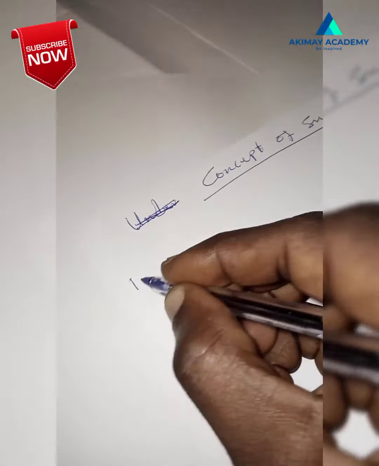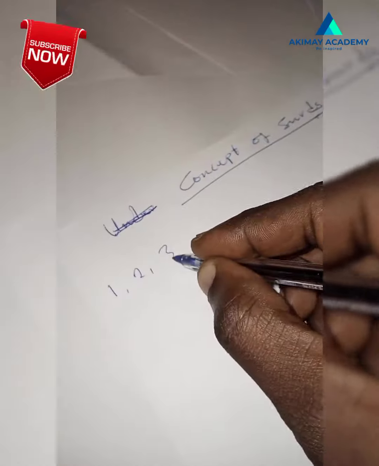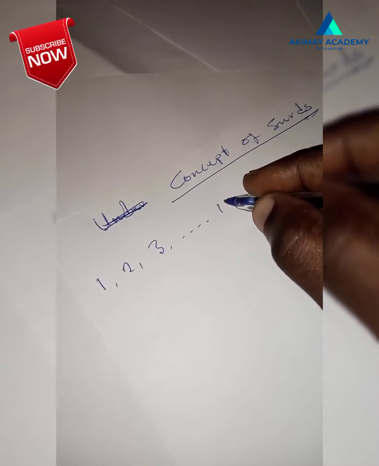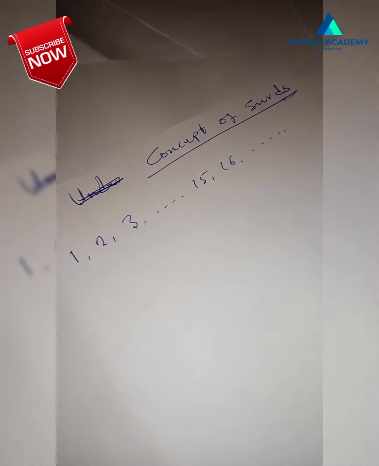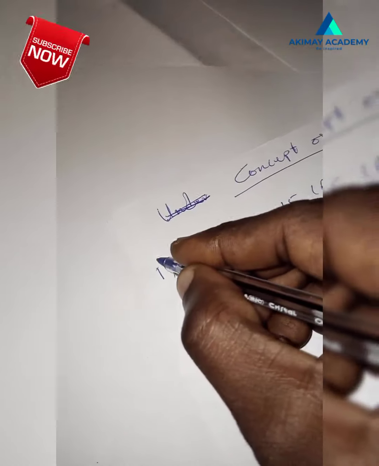Let's look at the perfect square numbers. To know them, start with the counting numbers: 1, 2, 3, up to 15, 16, and it goes on forever. The results of the squares of these counting numbers are what we term perfect square numbers. So 1 squared gives 1, 2 squared gives 4, 3 squared gives 9.